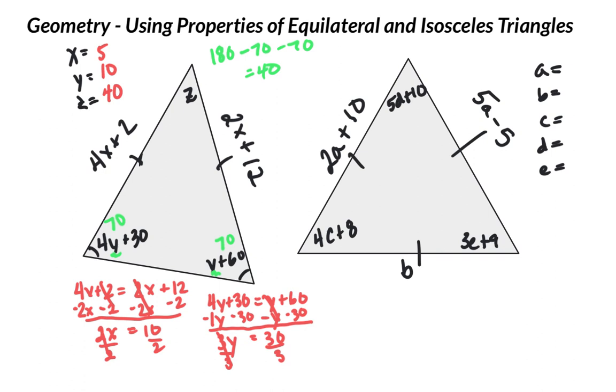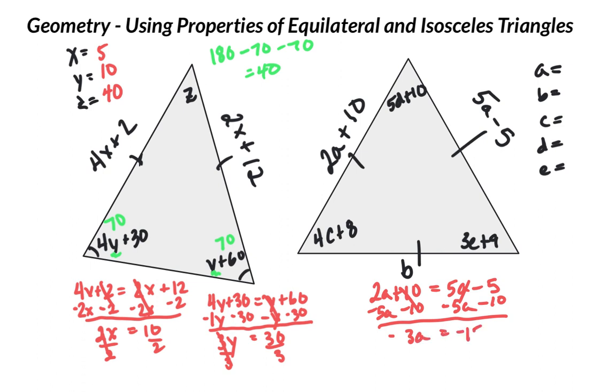I've got an equilateral triangle, and I'm going to go in order here, alphabetical. I'm going to start with the fact that 2a plus 10 is equal to 5a minus 5. I'm going to subtract the 5a over. Again, you may choose to do this differently than me. I get negative 3a equals negative 15. Divide both sides by negative 3. So a is 5.